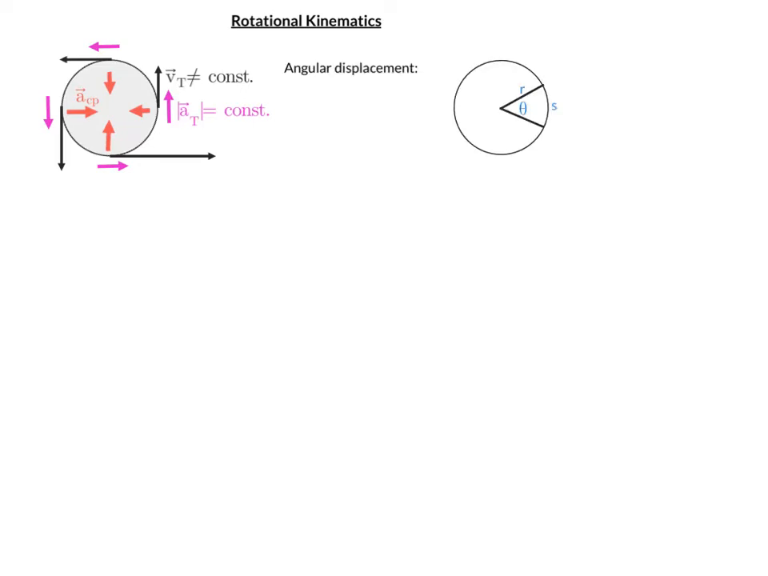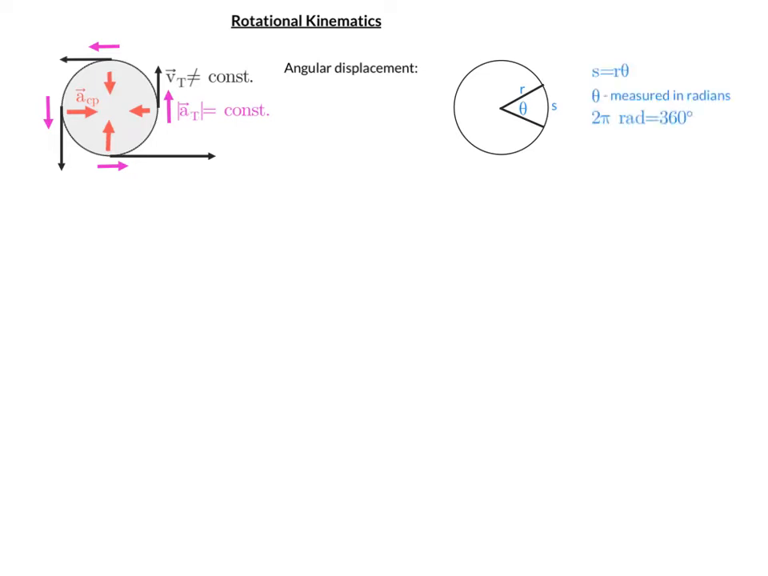So let's start defining some of the terms that we're going to be using. Now, instead of displacement, we're going to be dealing with angular displacement. In this image, we have an object that is rotating around this circle. When its position is here, we'll say that the angular position is theta naught, and then at a later time, its angular position is going to be some final theta, and this will be the angular displacement. It is literally an angle.